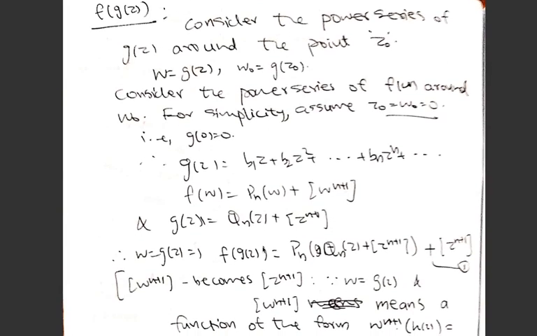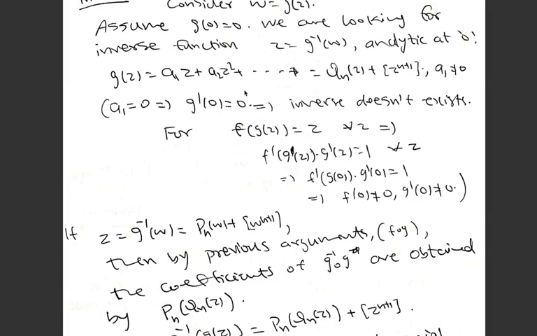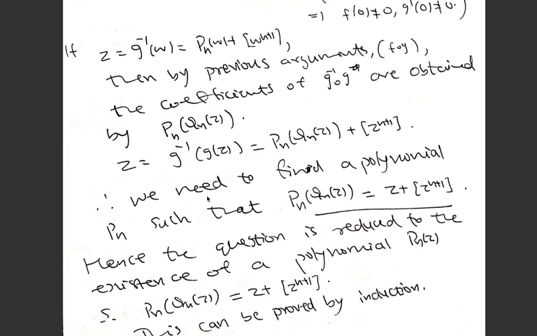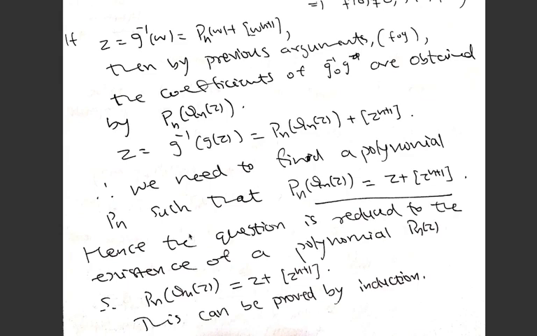Now the same thing you can do to compute the inverse. Here we assume that g(0) equals 0. Now G(z) has a representation like this. If this a1 equals 0, you can see that the inverse will not exist. So you can very well assume that a1 is not equal to 0. Now here there is a small computation. Suppose you have a polynomial Pn with the property that z is equal to Pn(w) plus w^(n+1) times something.